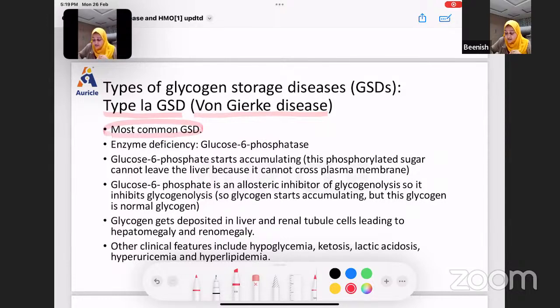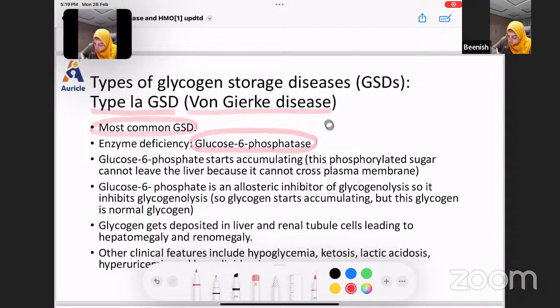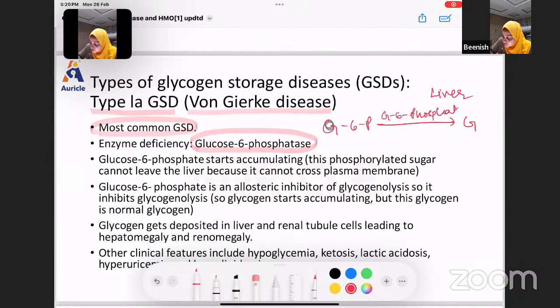The enzyme deficiency here is glucose 6 phosphatase. Okay, glucose 6 phosphatase. I hope you remember what glucose 6 phosphatase was. Your glucose 6 phosphate was changing into glucose. This was happening only in the liver because the muscles already don't have this enzyme, and the enzyme was glucose 6 phosphatase. So your glucose 6 phosphate changes into glucose via the enzyme glucose 6 phosphatase.